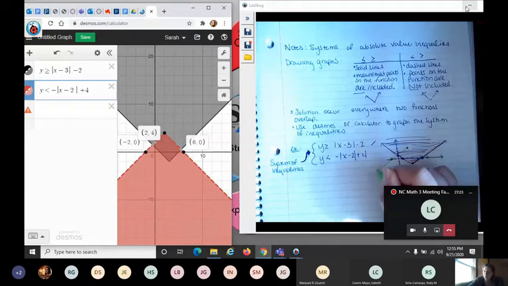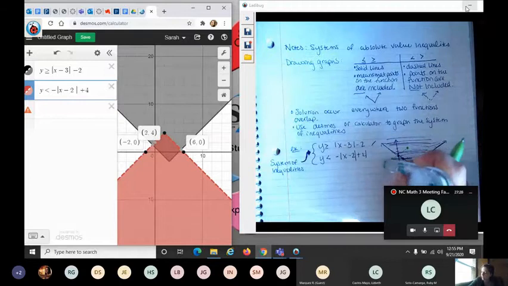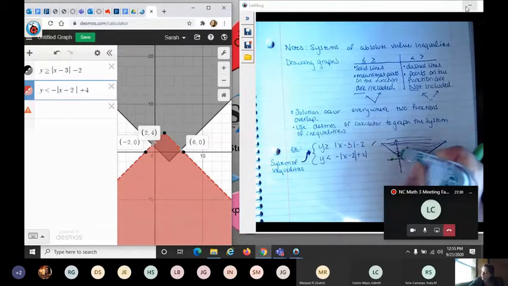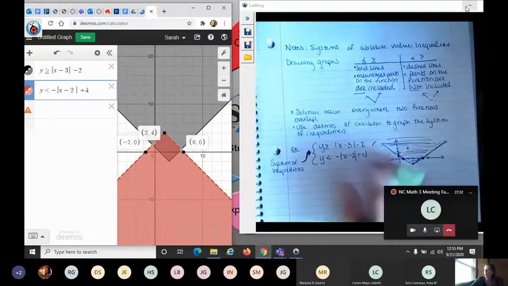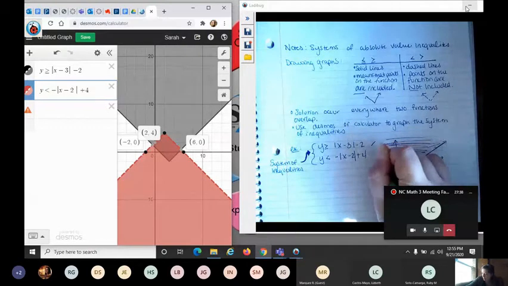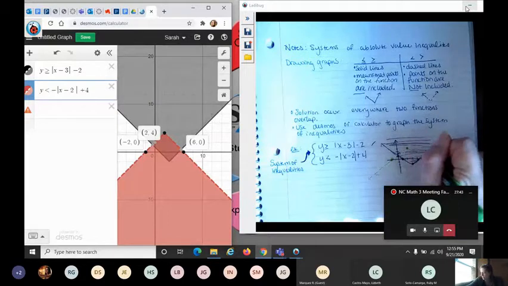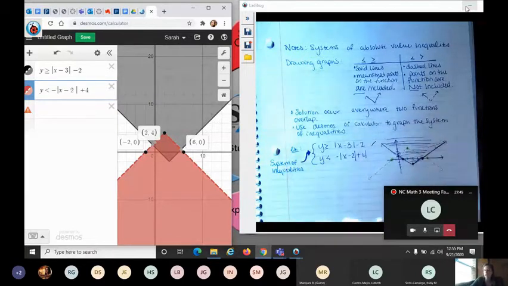And I'm gonna draw in green, but I should be drawing with a dashed line because my function has a strictly less than sign. So I'm gonna use a dashed line to indicate my function coming down, and I have my second absolute value function. And then I'm going to shade in with green everything below that function.